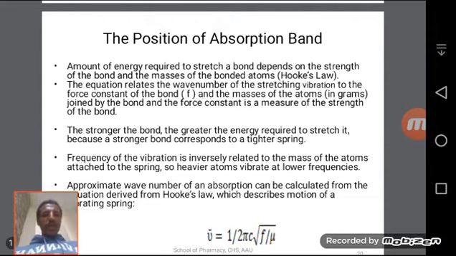The equation relates the number of stretching vibrations to the force constant of the bond and the mass of the atoms in grams joined by the bond, and the force constant is the measure of the strength of the bond.